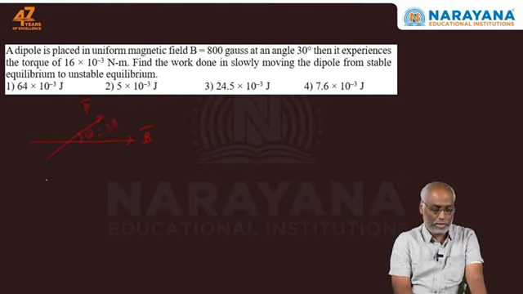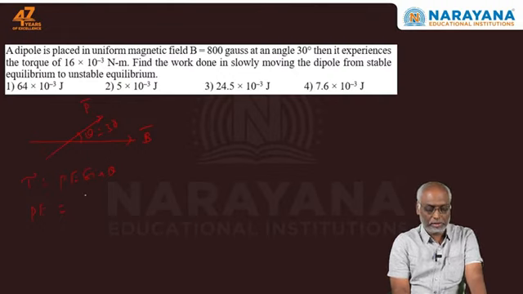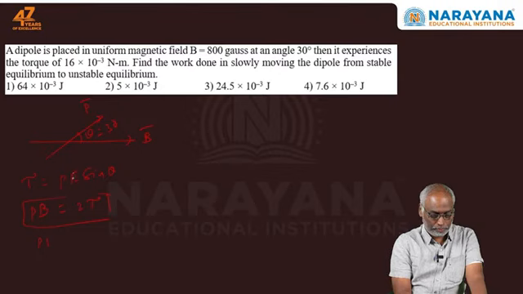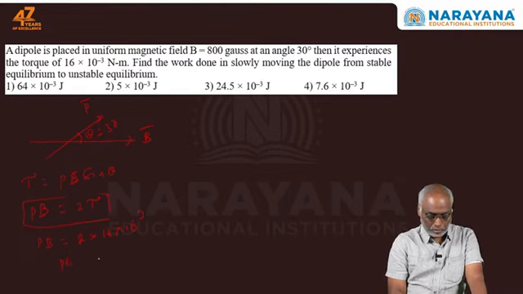We know that the torque they have given, the torque experienced by the dipole, will be given by P B sin theta. So from this equation I can say PB will become equal to tau divided by sin theta. Theta is given as 30 degrees, so it is 2 times the torque. So the product of dipole moment into magnetic field, PB, is nothing but 2 into 16 into 10 to the power of minus 3. So PB will become equal to 32 into 10 to the power of minus 3. This is the value of PB.